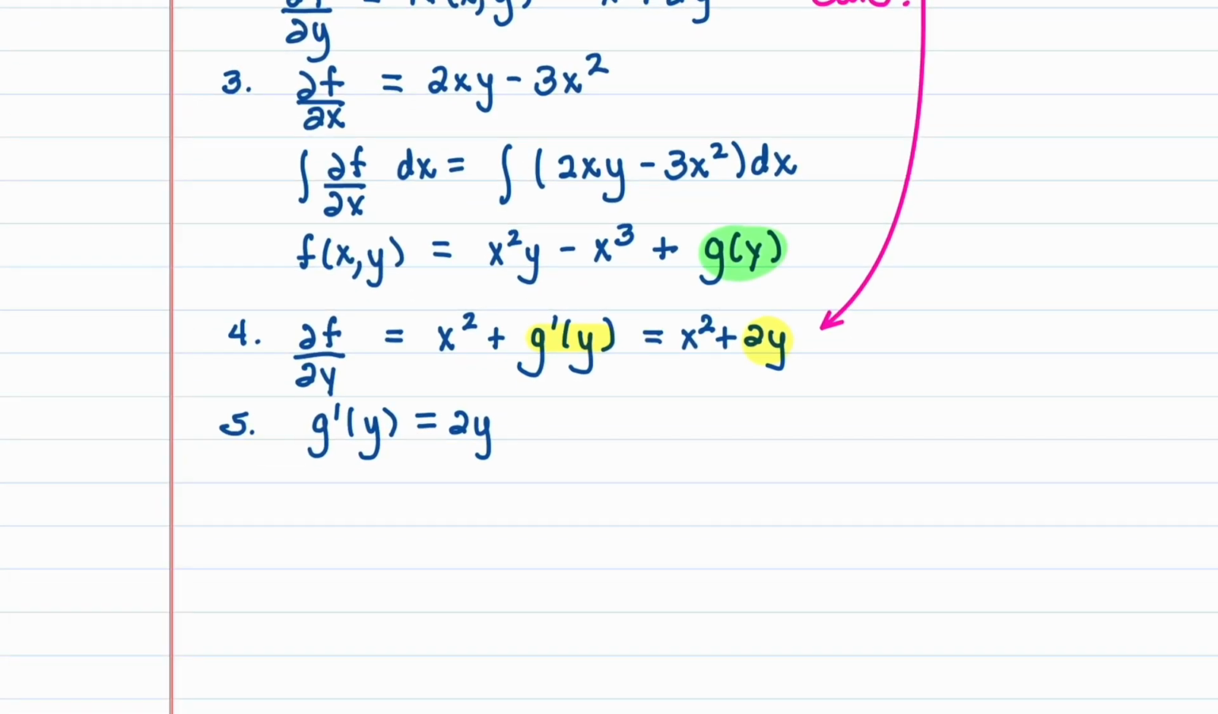Now we need to find g of y, that's highlighted in green. So to do that, we are going to integrate both sides of our equation with respect to y.